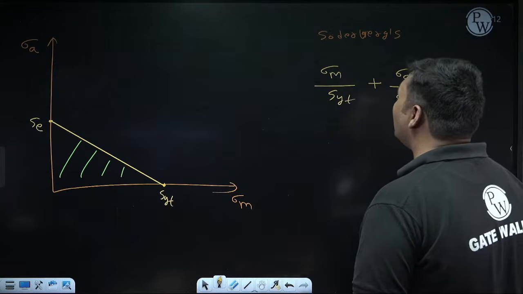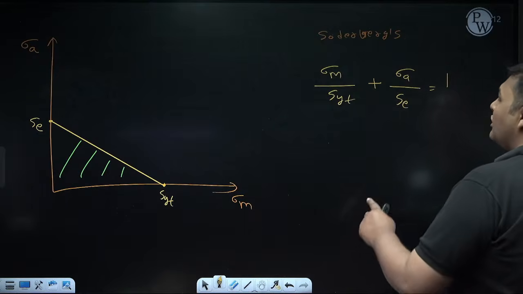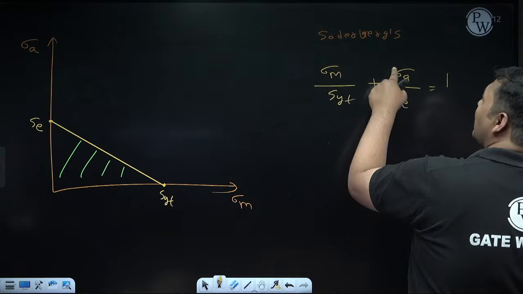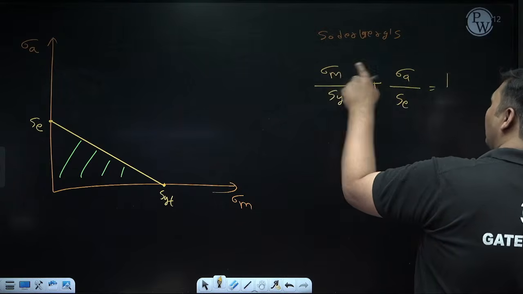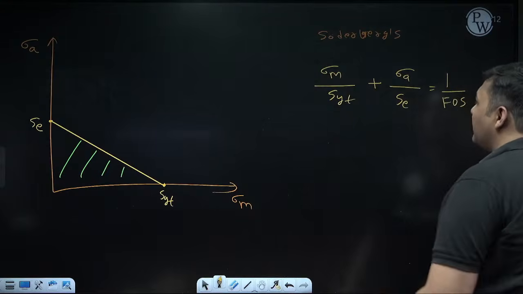But this is the equation of line. Now, when we are doing designing, we'll take factors of safety. So what we'll do, we'll replace SYT by SYT upon FOS, SE by SE upon FS. So FS will come above, you can take common, it will come this side, it will become 1 by FS. So this is the design equation as per Soderberg criteria.